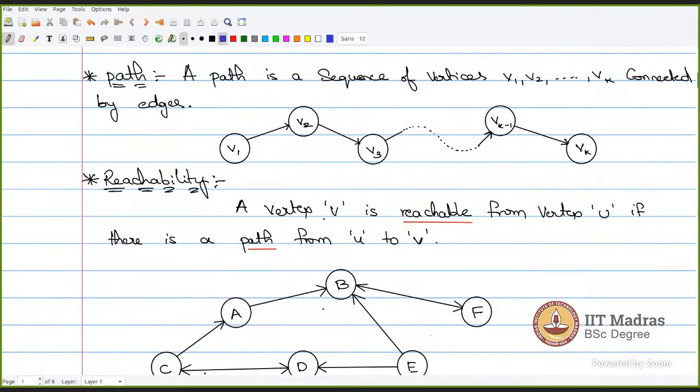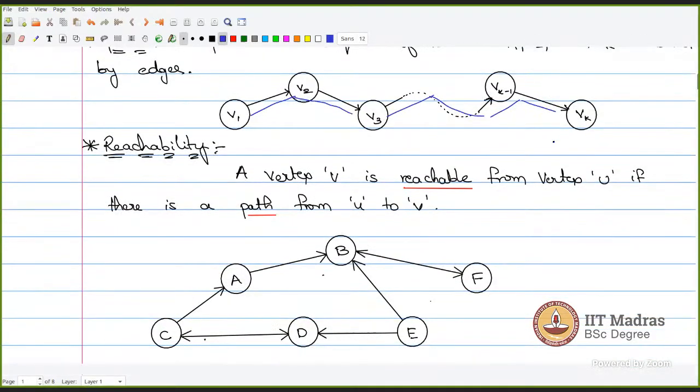A path is a sequence of vertices V1, V2, V3, and so on till Vk, connected by edges. So if in my graph V1 is connected to V2 with a directed edge, V2 to V3, V3 to V4, till Vk minus 1, and from Vk minus 1 I have an edge connecting Vk, then V1, V2, V3, V4, V5, Vk minus 1, Vk is a path in my graph.